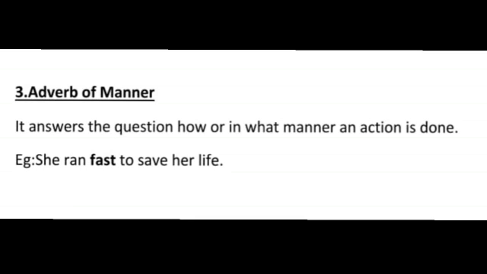Third one, adverb of manner. It answers the question how or in what manner an action is done. Adverb of manner expresses the manner or process of an action in the sentence. Look at the example. She ran fast to save her life. Fast, that shows manner.